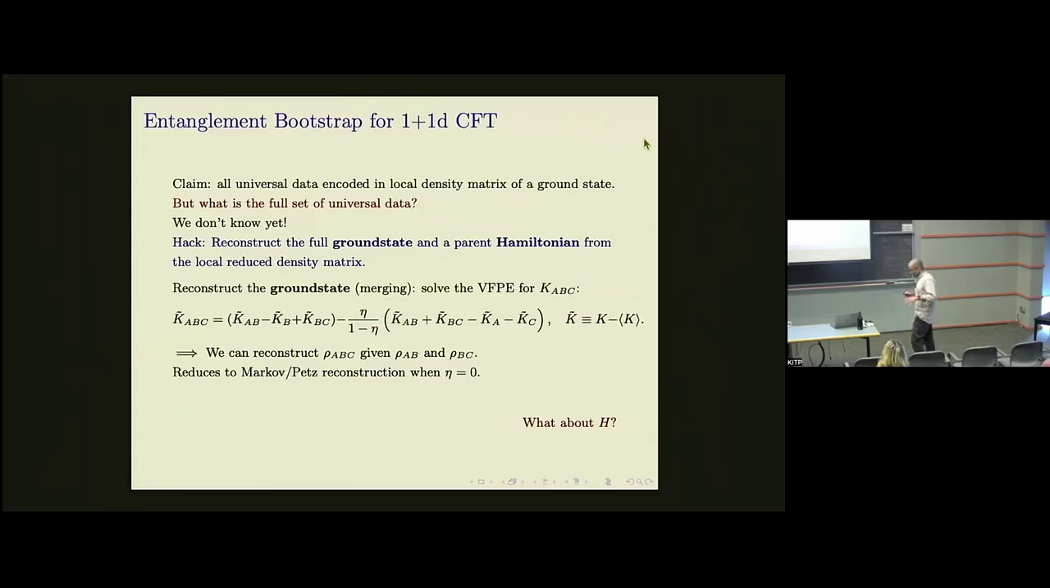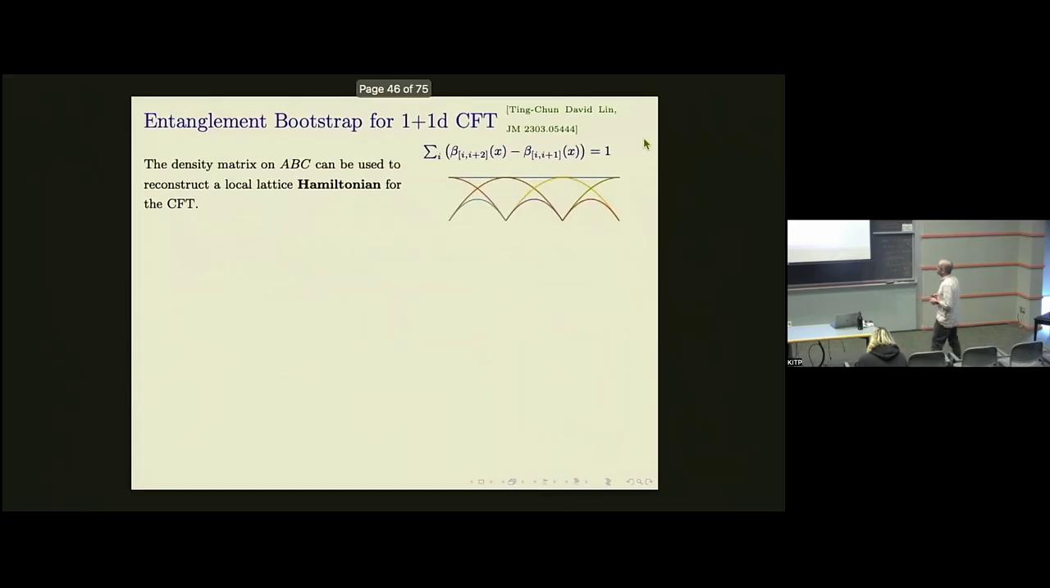I emphasized that this axiom A1, in the topological case, its role was to allow us to merge regions together. If I give you the density matrix of AB and the density matrix of BC, this quantum Markov condition tells us we can reconstruct the whole state. This vector fixed point equation is an analog of that, because we can solve it for ABC in terms of its parts. And this is a condition that reduces to the quantum Markov chain when eta goes to 0. So we can reconstruct the whole state from its parts, which I emphasize in general is a very difficult problem.